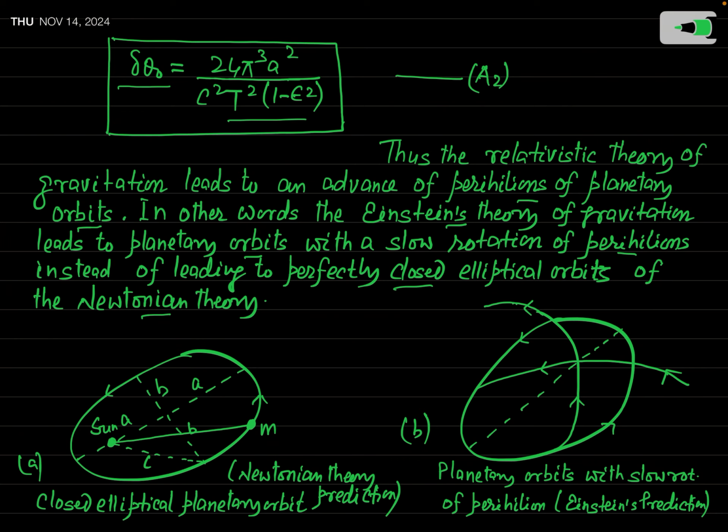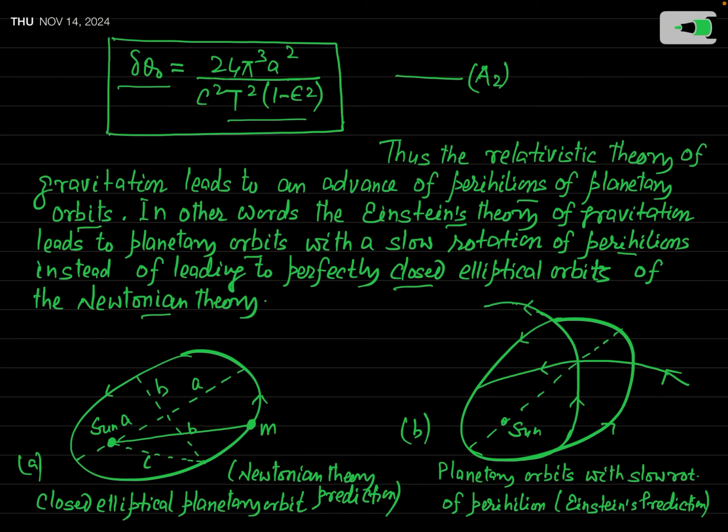But according to Einstein's theory, there will be a slow rotation of the perihelion. Einstein's theory predicts a slow rotation of the perihelion of the planet, as you can see in this figure. Here the orbit is not fixed. Here will be the sun, and when the planet is nearest to the sun, its orbit deviates from the original elliptical orbit. That's why we say that Einstein's theory predicts the advance of the perihelion of planetary orbits, but Newtonian theory does not predict such an advance for any planet.